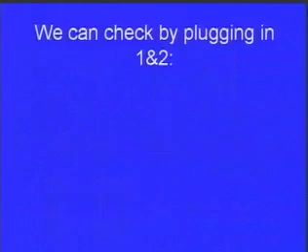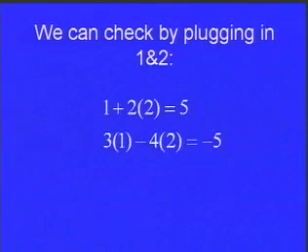Okay, now I can always check myself. It's not a bad idea if you have the time to go ahead and check. Plug in the 1 for x1, plug in the 2 for x2, and you'll find that you get 1 plus 2 times 2. Yes, that is equal to 5. And then 3 times 1 minus 4 times 2, yes, that is negative 5.